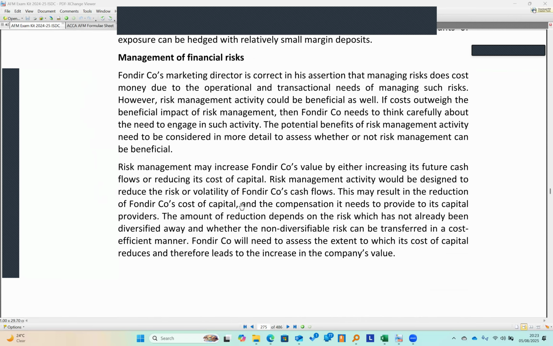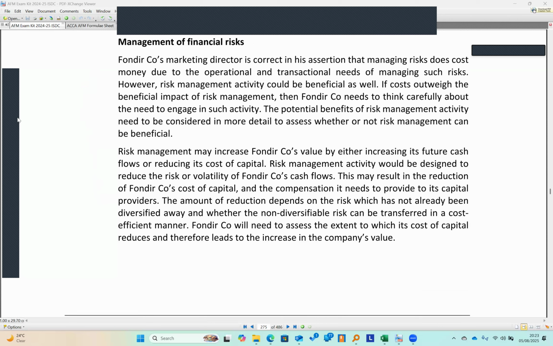Then how do you manage financial risk? This was another part of the question. So the marketing director was saying that we don't have to hedge everything. Sometimes the cost can actually exceed the hedge that you are making, or the risk that you are hedging, because of the operational and transactional needs. However, it is beneficial as well. If the cost outweighs the benefit, then we need to think carefully about the need to engage in such activity. You don't always do anything if the cost outweighs the benefit.